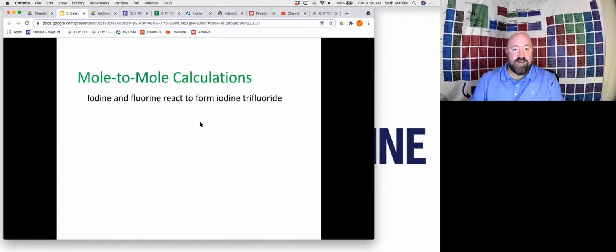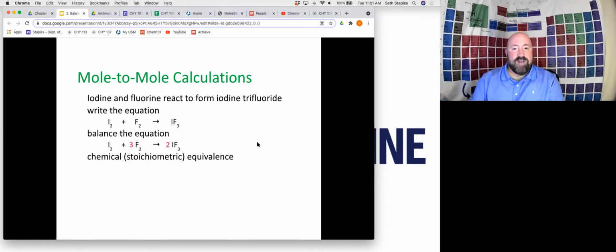So we can look at another example here. Iodine and fluorine react to form iodine trifluoride. First thing we want to do is write out our chemical equation for this. I2 plus F2, remember iodine and fluorine, both diatomics, form IF3, there's our iodine trifluoride. Then we need to balance that equation.